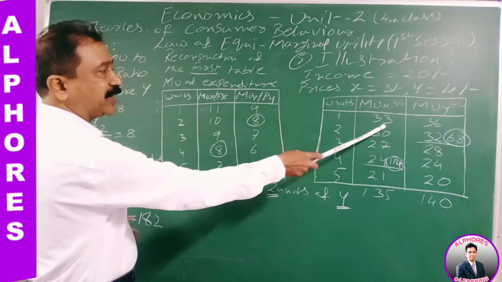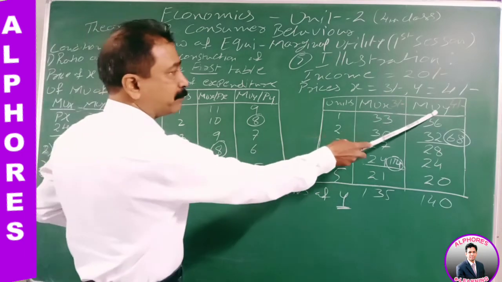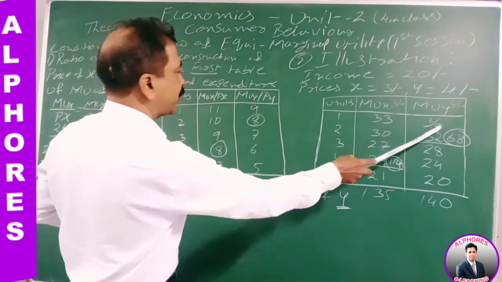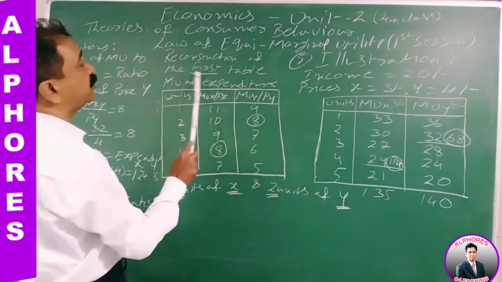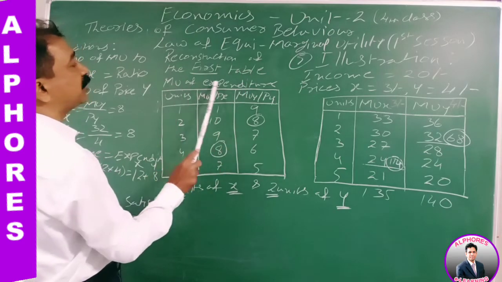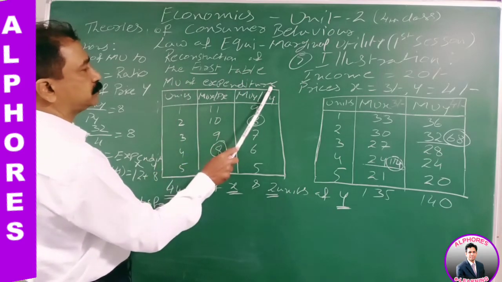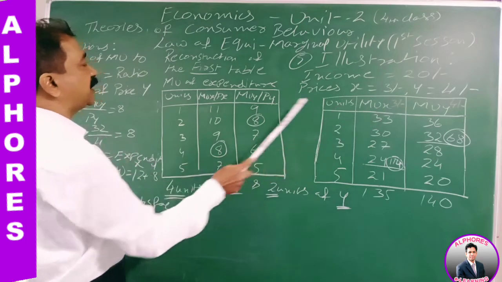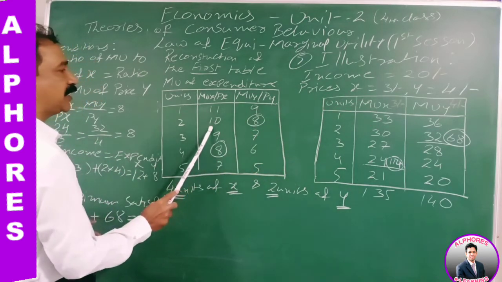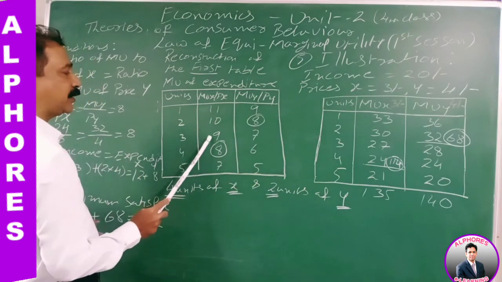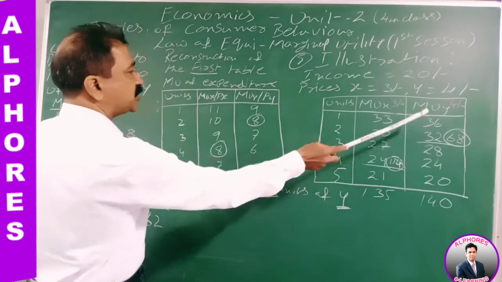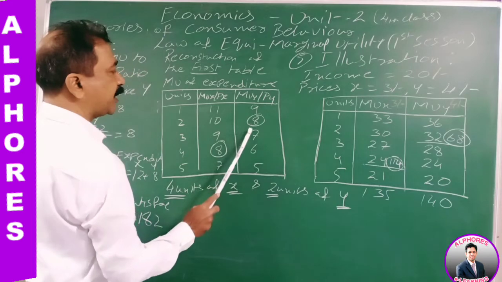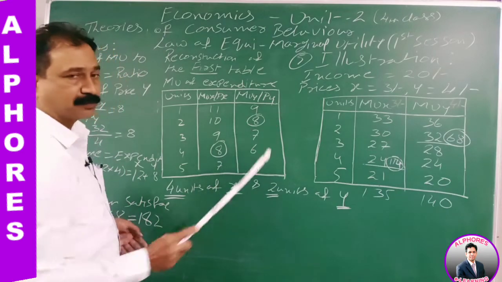MUX by PX, MUY by PY. So here we reconstructed the first table, the marginal utility per rupee of expenditure. 33 divided by 3 is 11. 30 divided by 3 is 10, then 9, 8, 7. You can see the reconstructed table. 36 divided by 4 is 9, then 8, 7, 6, 5.